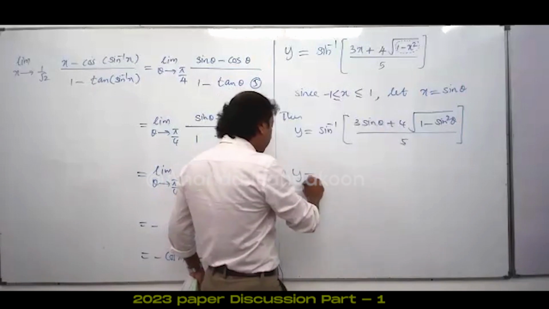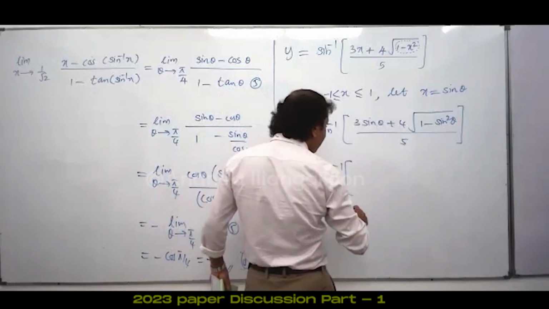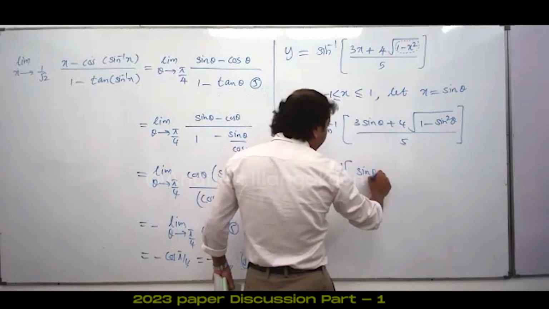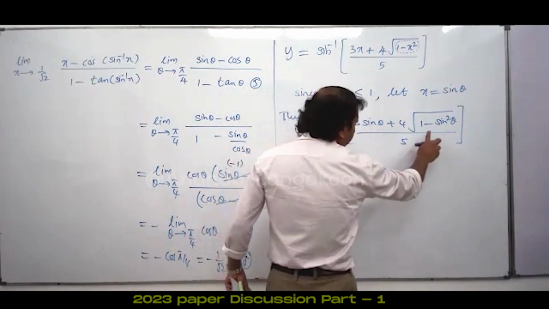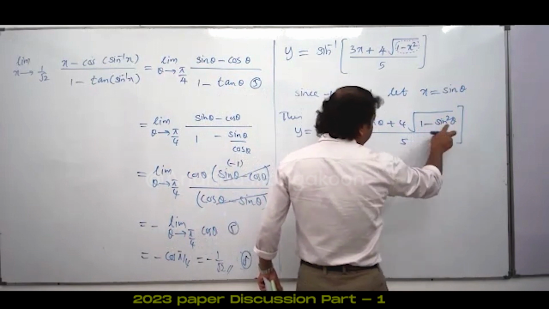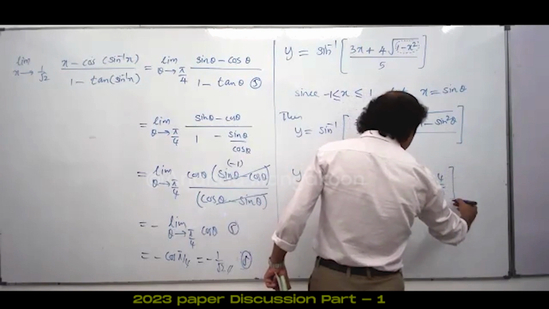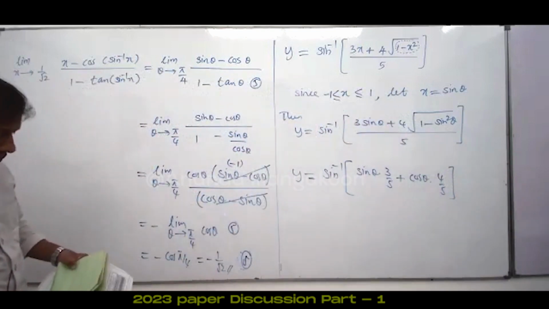Then I can write y equals sine inverse of sine theta times 3 by 5 plus cos theta times 4 by 5, since the root of 1 minus sine square theta is cos theta. Like this we have. Okay.